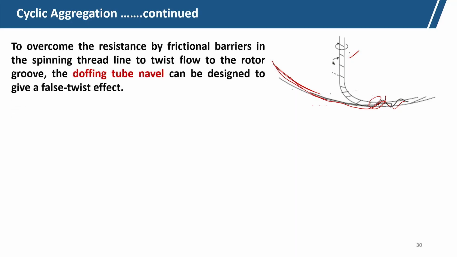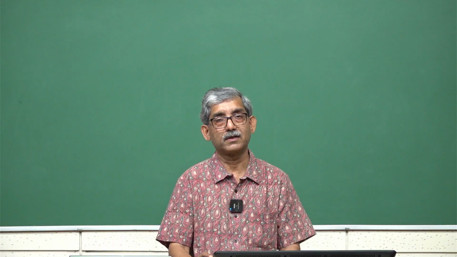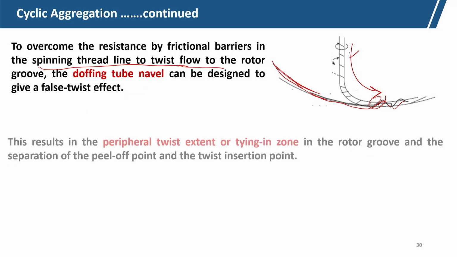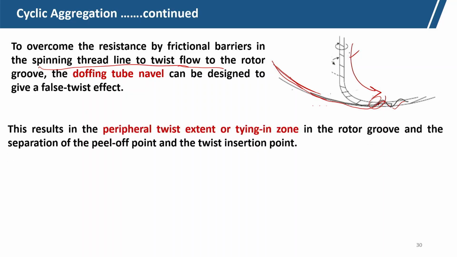To overcome the resistance of the friction barrier of the spinning thread line to the twist flow to the rotor groove, the doffing tube nozzle can be designed to give the false twist. That is this effect we have already discussed. So, the twist flows up to the peel up point, and even goes beyond the peel up point. This results in the peripheral twist extent, or tying in zone, in the rotor groove.